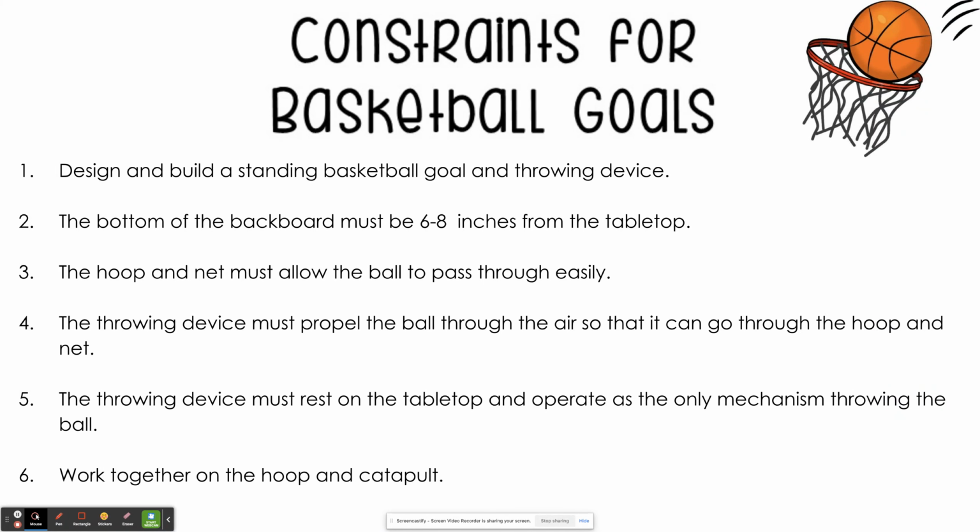Number 3, the hoop and net must allow the ball to pass through easily. Number 4, the throwing device must propel the ball through the air so that it can go through the hoop and the net. Number 5, the throwing device must rest on the tabletop and operate as the only mechanism throwing the ball. So the ball has to go from your catapult to the hoop. And number 6, you need to work together with your partner on the hoop and catapult.